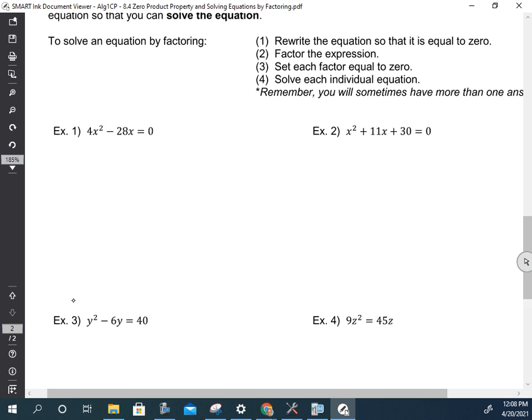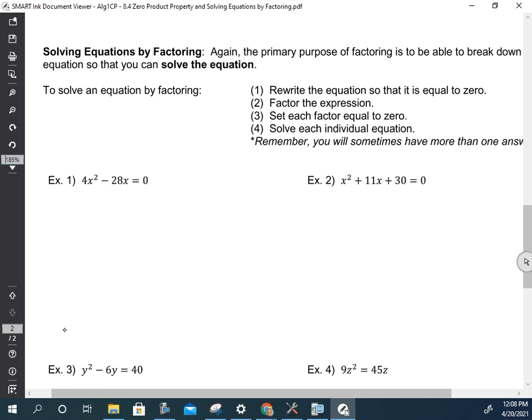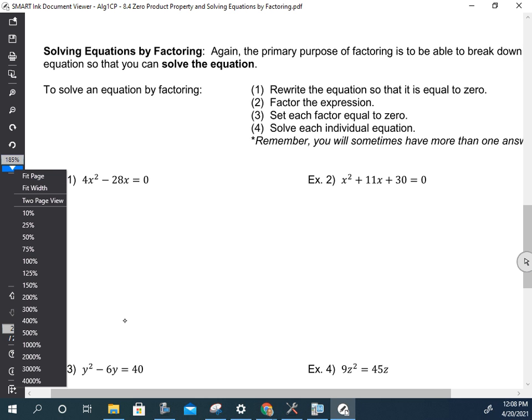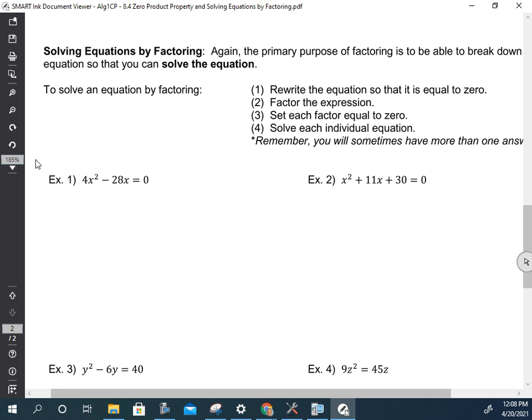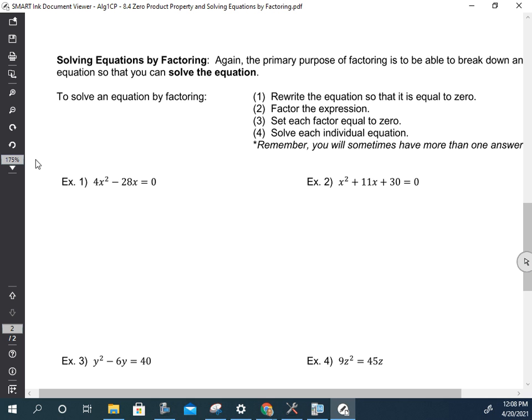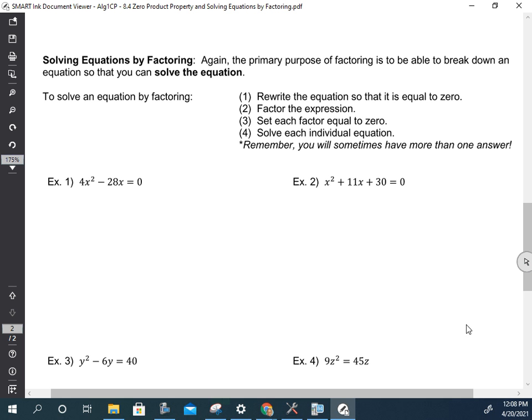All right, so the first page was the easy page. Why? Because it was already set up for you. Everything was set up for you. Now it's how do we handle it when it's either not equal to 0 or not factored. So here's how we solve it when that situation occurs.